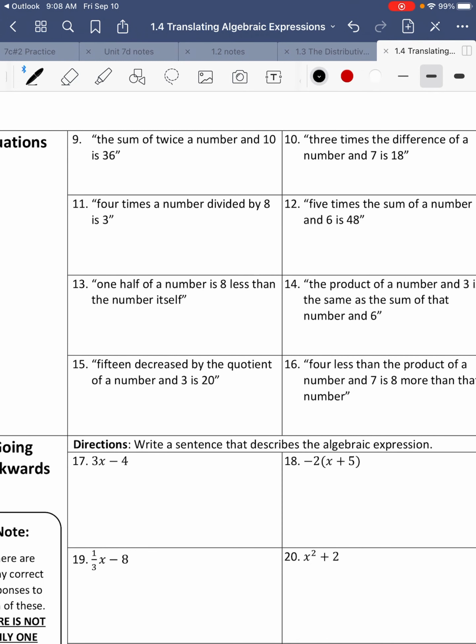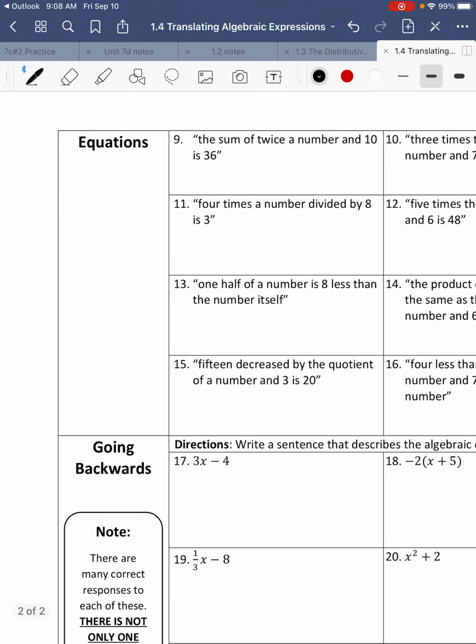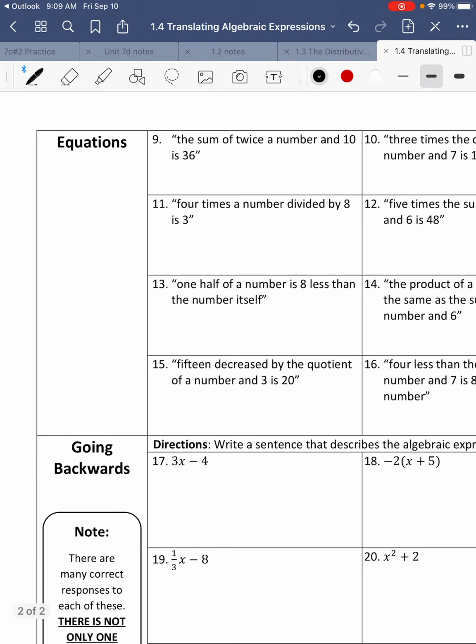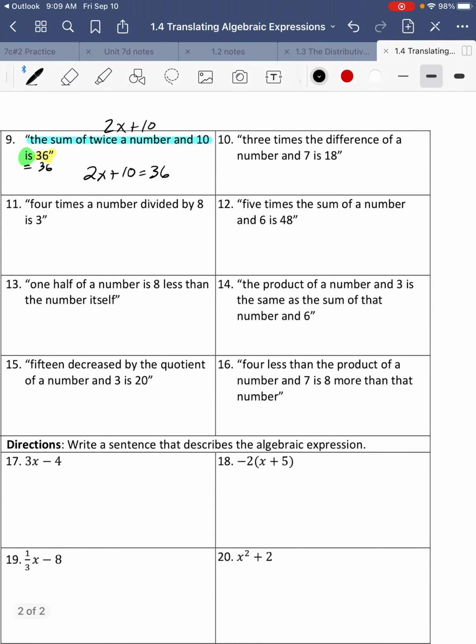All right, number 9, the sum of twice a number and 10 is 36. So these are now equations. Equations, anytime you look for the is, that is the equal sign. So what comes before it is before the equal sign, and what comes after is after the equal sign. So looking before, the sum of twice a number and 10, so adding 10, equals 36. So that's 2x plus 10 equals 36.